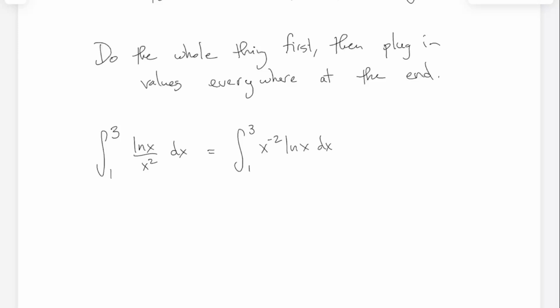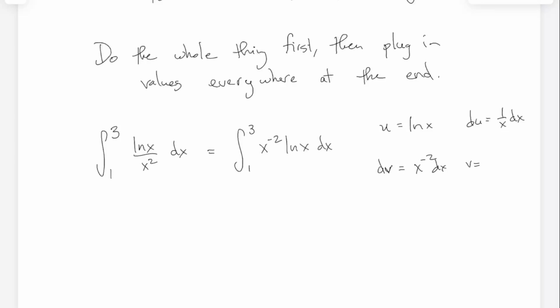All right. And now I'm going to choose my parts. So the u, the dv, what do you think here? You got two choices, I suppose. Would u be ln x? Yeah, you should choose ln x for the u part, because ln x gets simpler when you take its derivative. You don't want to put ln x in the dv column. So the dv must be the other part, which is x to the minus 2. So the du is 1 over x, dx.